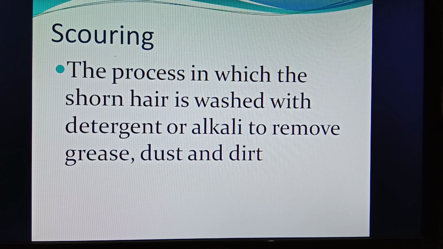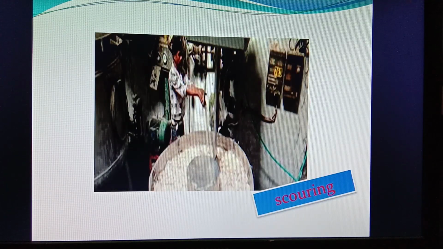After shearing, it is necessary to remove dust, dirt, grease, etc. from the wool. This is done by scouring. Scouring means washing with the help of detergents and alkali. Here you can see the process of scouring.